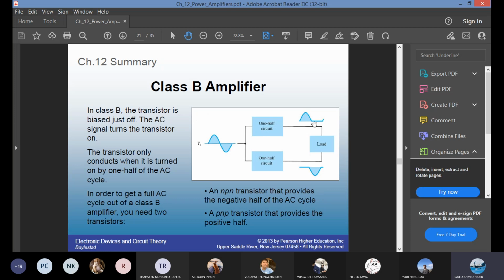On the first half cycle, one of the class B is on. During the second half cycle, the second class B is on.